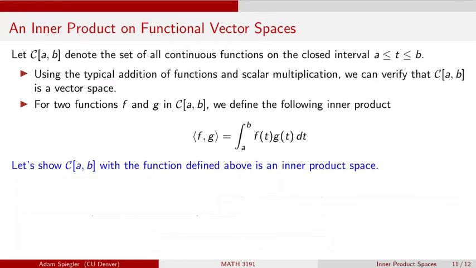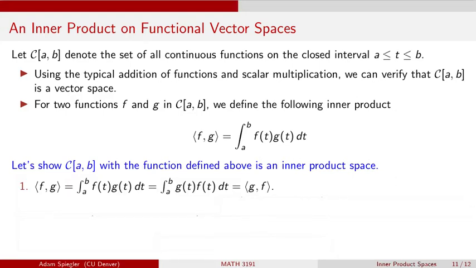So the first property that we would need to check is whether the inner product of f with g is equal to the inner product of g with f. Can we switch the order around? And certainly we can. So by the way we've defined this function, the inner product of f and g is the integral from a to b of f times g. And we can just change the order of that product. That's going to equal the integral from a to b of g times f. And that by definition is the inner product of g with f. So we can change the order around without changing the value of the inner product.